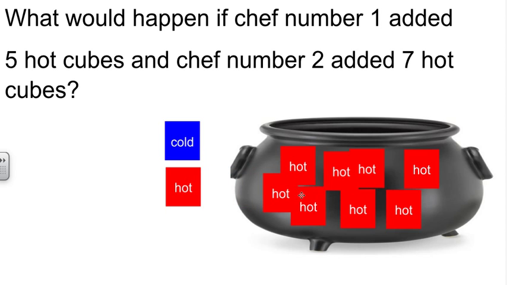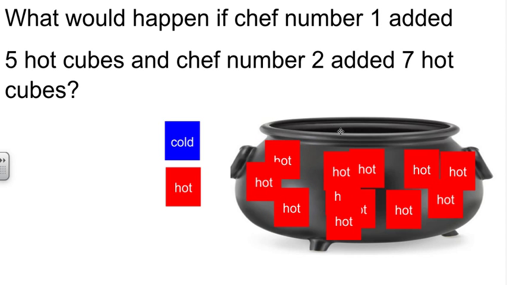1, 2, 3, 4, 5, 6, 7. What happened here? Not only did I have the 5 hot cubes from before, but now I have 7 additional hot cubes. And all together we have 1, 2, 3, 4, 5, 6, 7, 8, 9, 10, 11, 12. One of them is hiding somewhere. Oh no, 12. We have 12 hot cubes. Sorry, I had the wrong number in my head. We have an additional raising temperature of 12 degrees because of those 12 hot cubes.